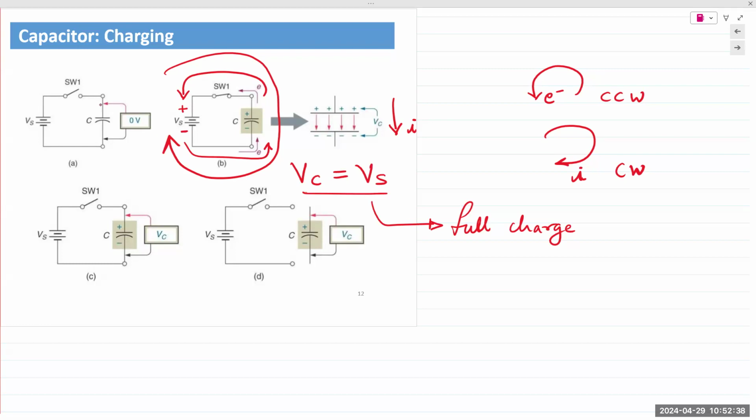So the question being asked is what happens once it reaches full charge? Well, once it reaches full charge, electrons stop flowing through the circuit.